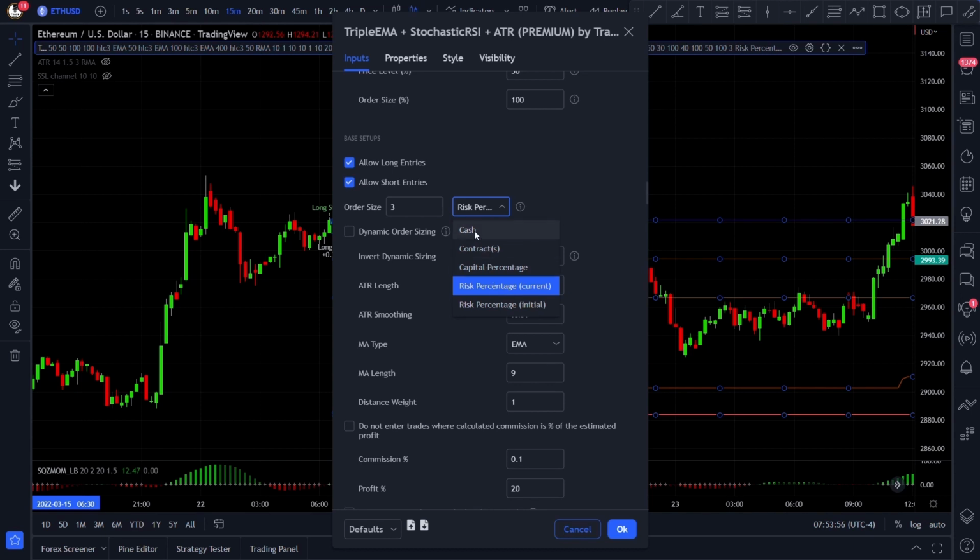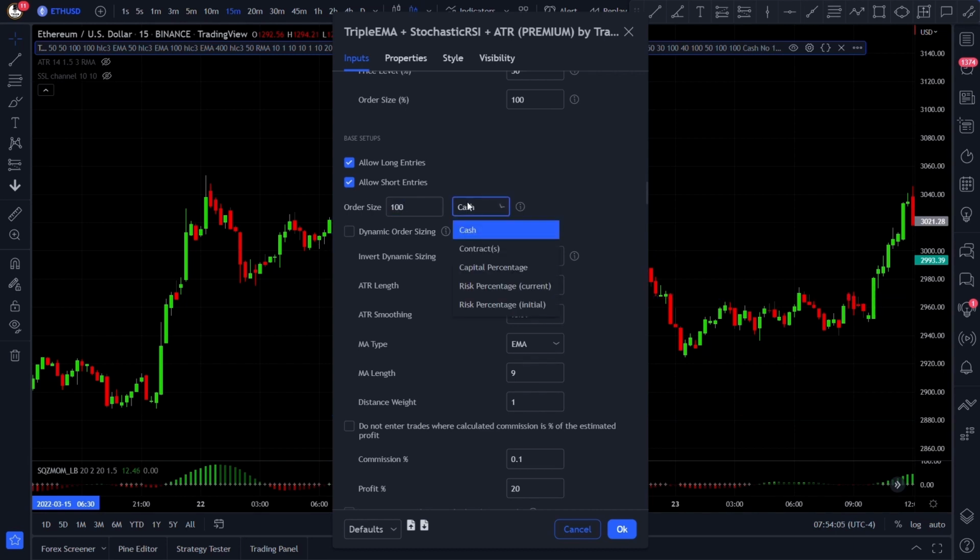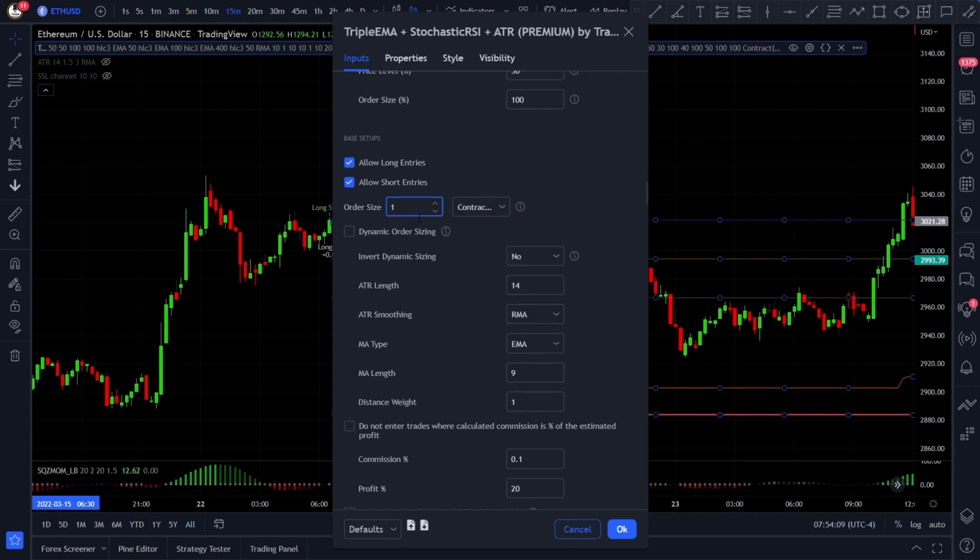If you set the cash base, you can set with how many dollars, euros or whatever currency you are using you want to enter into every trade. If you choose the contracts based, you can set up a fixed contract number you want to enter into each position. If you want to use a certain percentage of your capital to enter into each trade, you can use the capital percentage option. And finally, my go-to setups.